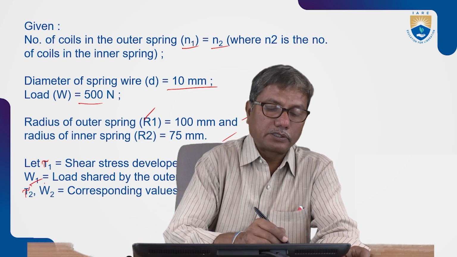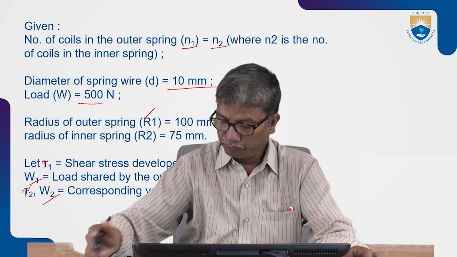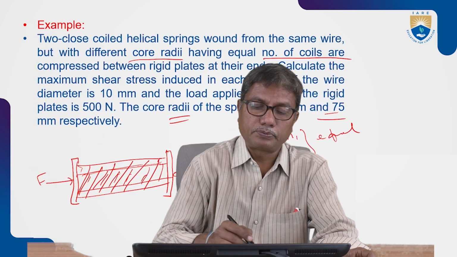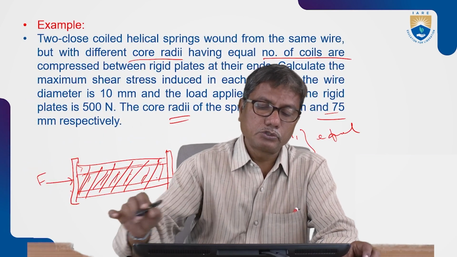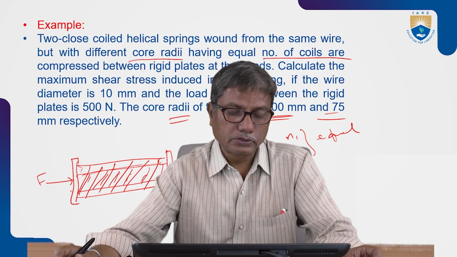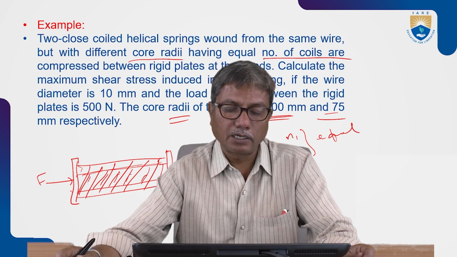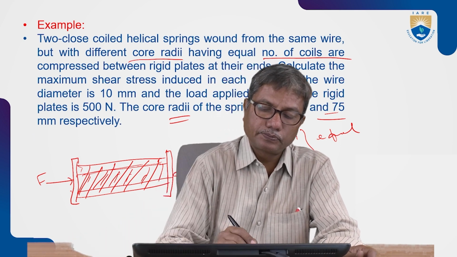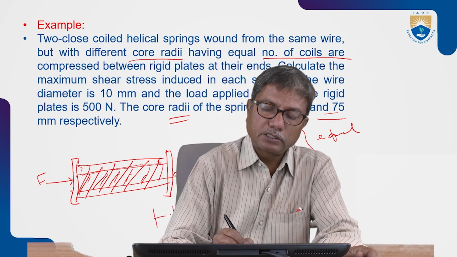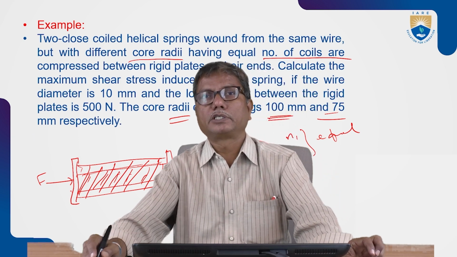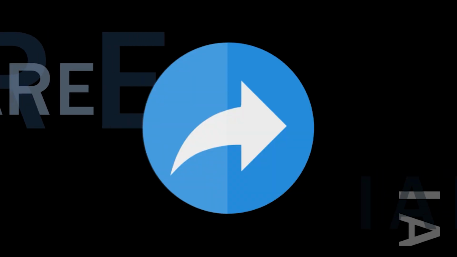Coming to this load W, which is shared between the outer and inner springs, because these two springs are connected in parallel. So this comes under parallel connection of springs, in which the elongation or the compression is the same for both the springs. Compression X is the same.